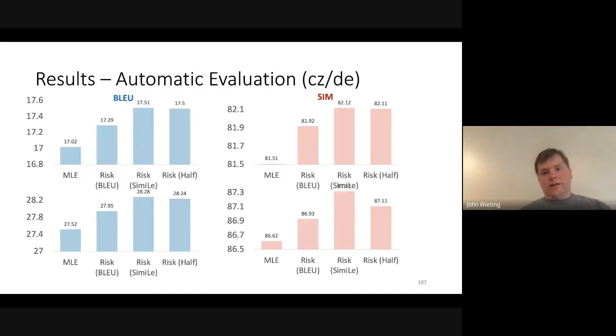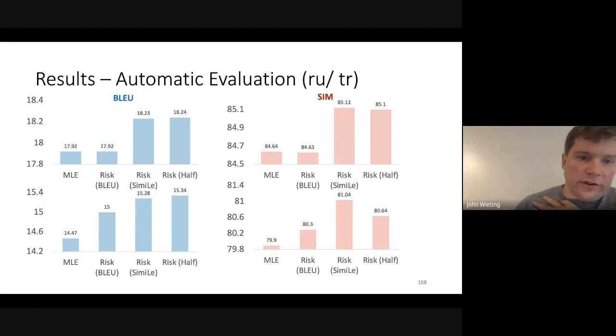What ended up happening then is for automatic evaluation, you actually do better on both BLEU and our semantic similarity reward, which also can be used for evaluation. Essentially, if you use risk with simile, you get gains in BLEU and similarity. It's a little bit surprising to get the gains in BLEU since we're not optimizing for that. But it tends to happen, and it happens significantly for all language pairs. So here's Czech and German. There's also Russian and Turkish, where it happened as well.